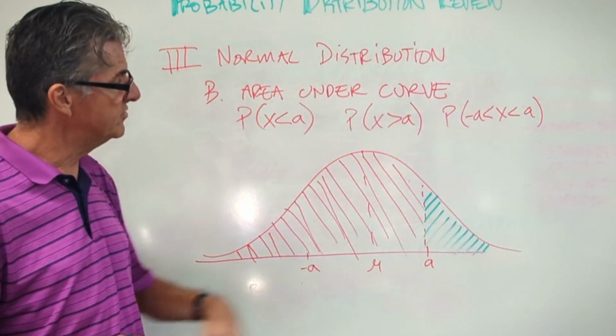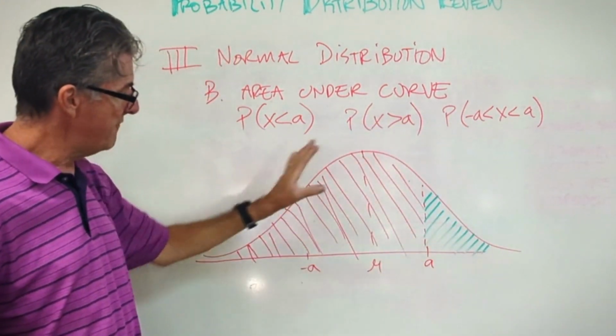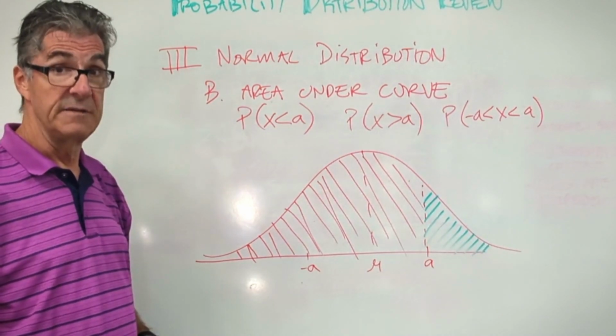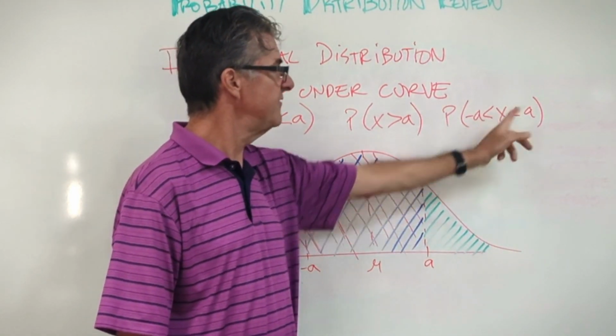Now finally, what I'd like you to do is grab a different color and sketch in that probability. Think about your graph for a second and go ahead and sketch that in. Okay, so this one is the probability that x is between negative A and positive A.